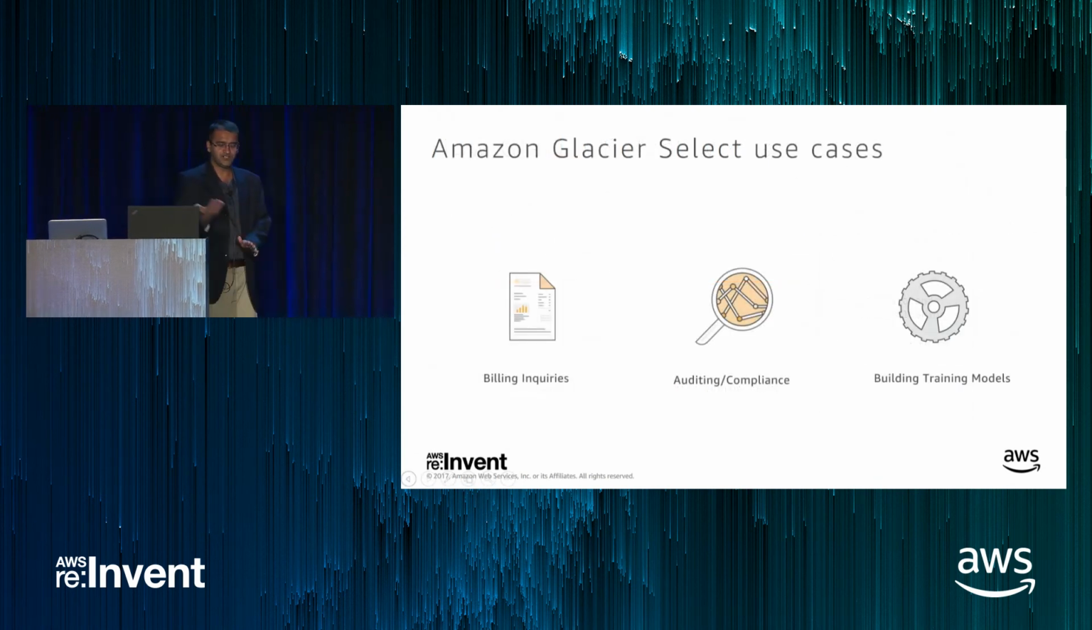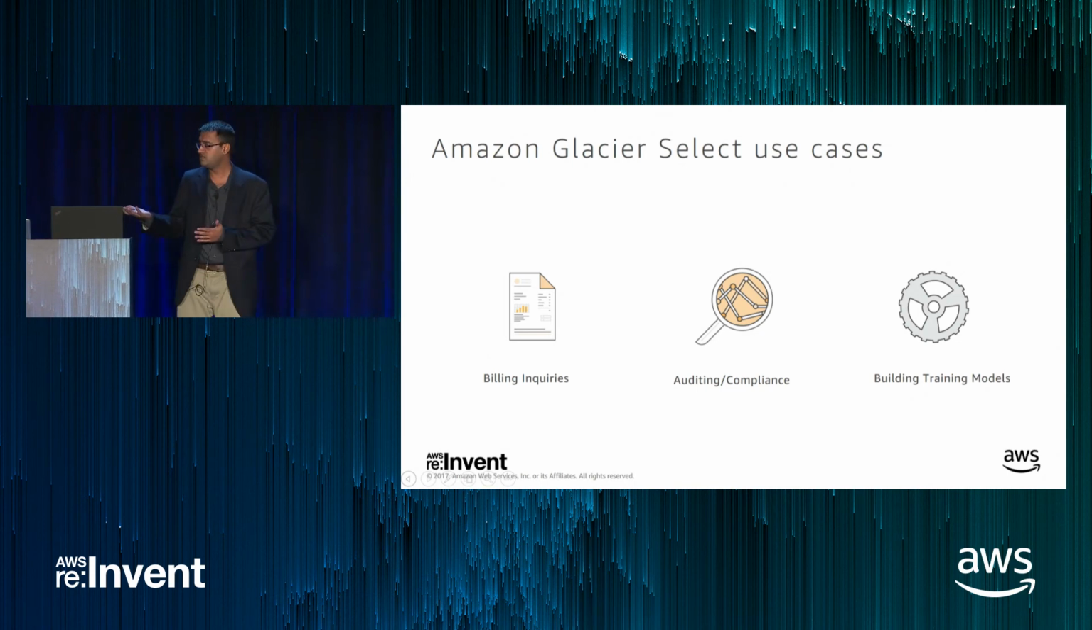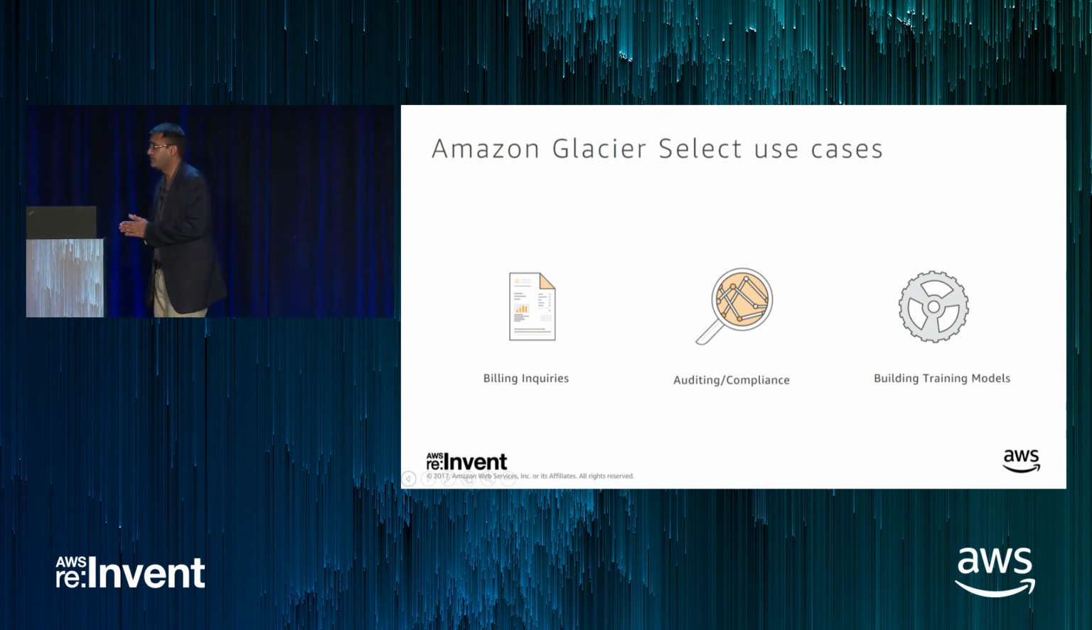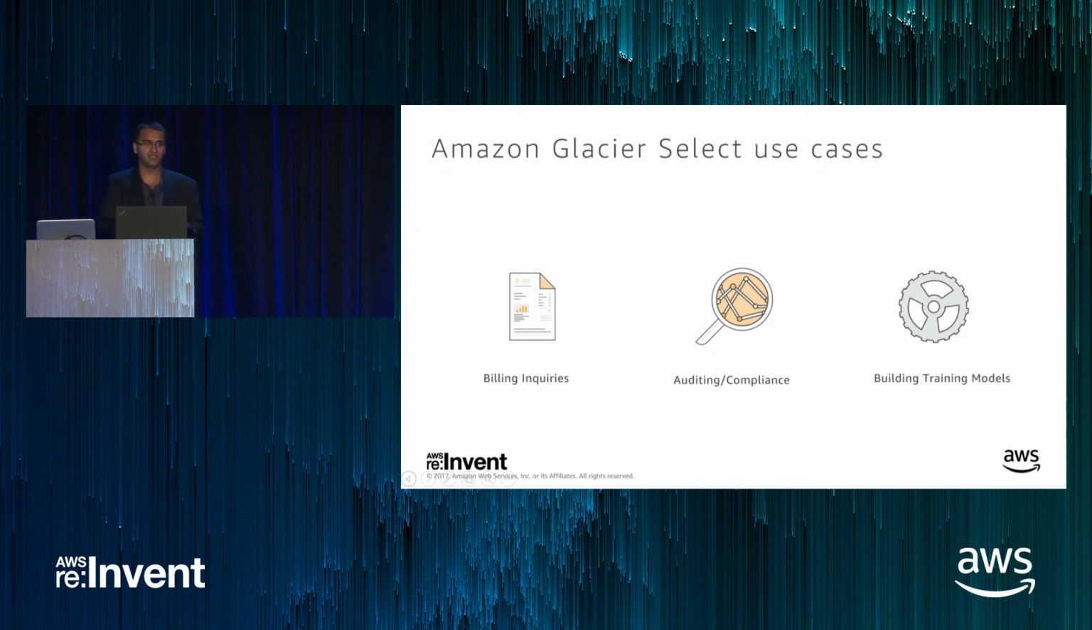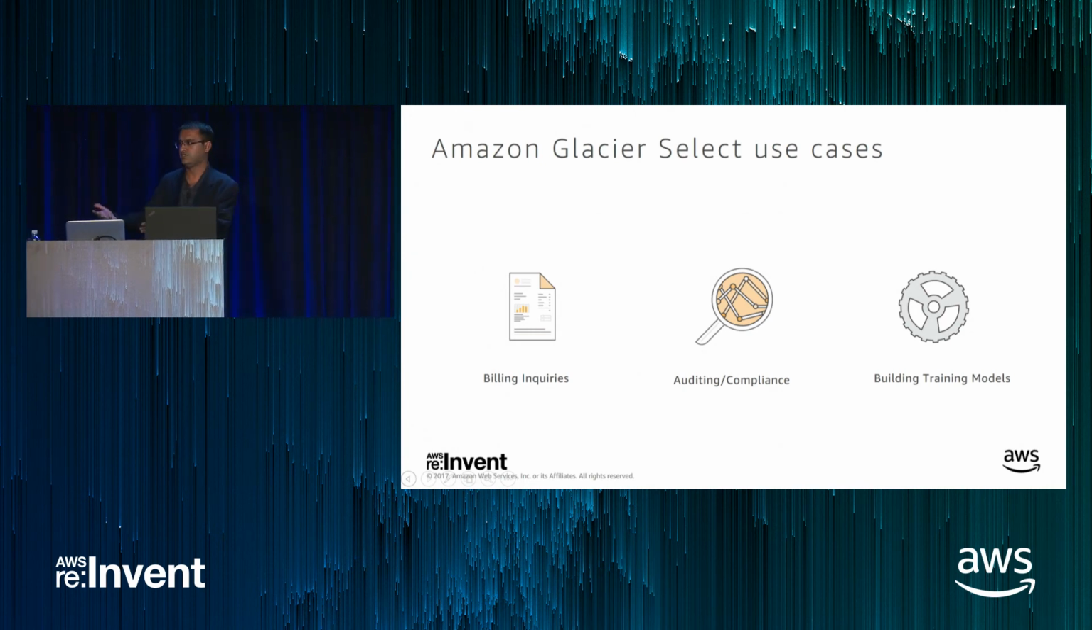So some Glacier Select use cases are listed here. I'm sure there are more. But we have a lot of customers in ad tech, and they use their clickstream logs to calculate billing for their customers. For a few months initially, they load their data in S3. As the data gets older, they move it to Glacier to cut costs.